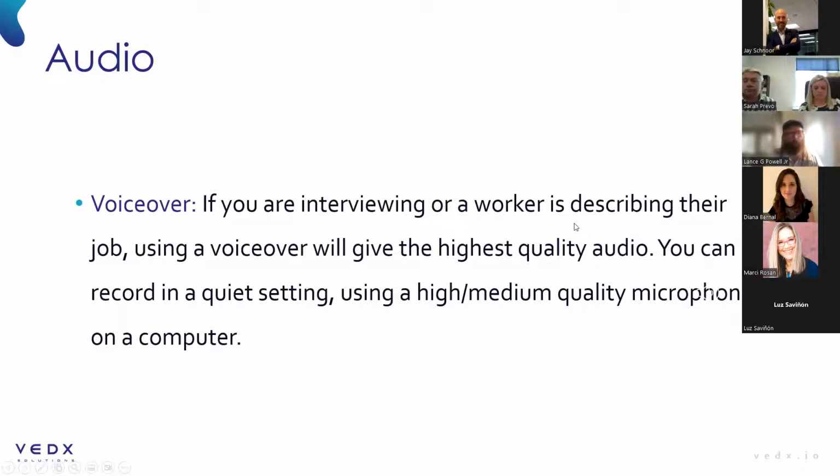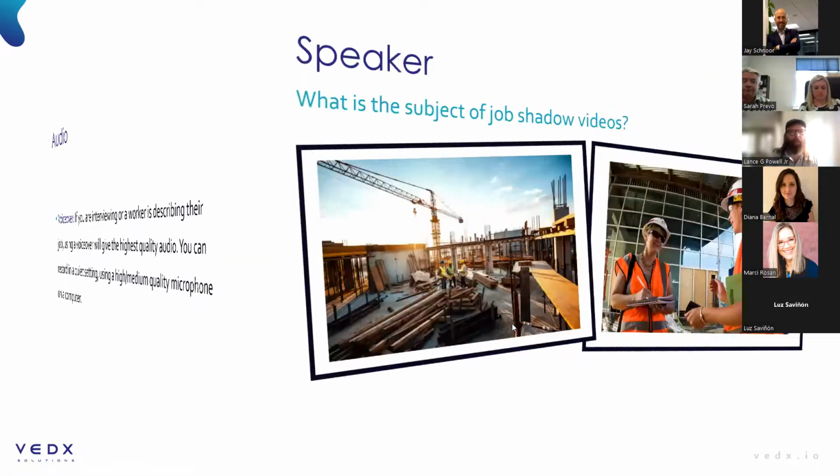So we just set our camera, record the scene, and then later at a computer with a medium to high quality microphone, get them to talk about the job, and then add that to the video. It's really the easiest way to get good quality audio for your video: just have a voiceover and don't even worry about the speaker.